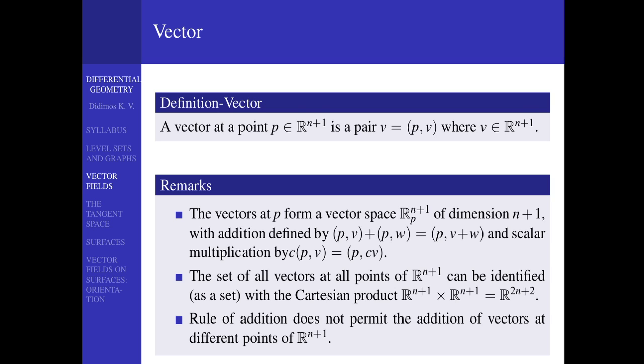The rules of addition do not permit the addition of vectors at different points of R^(n+1). That means if we consider two vectors, one at p, that is (p, v), and another at some q, (q, w), we are not defining the addition of those two entities because they are different vectors at different points. This addition is defined only for vectors at a common point. Similarly for scalar multiplication. So these are the remarks on the definition of the vector.